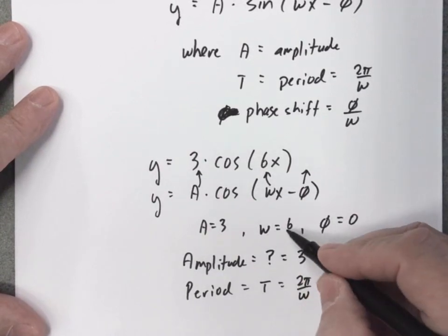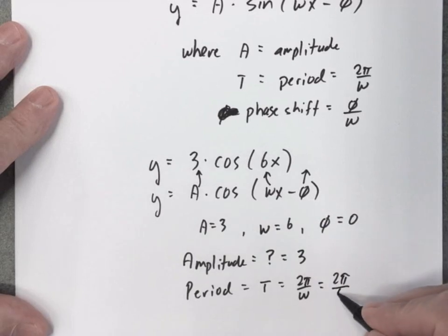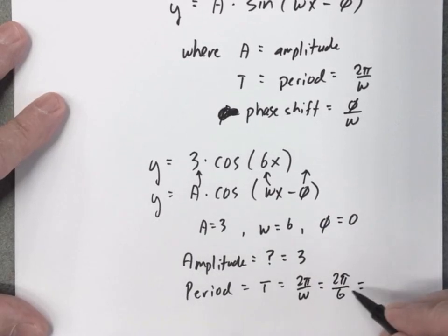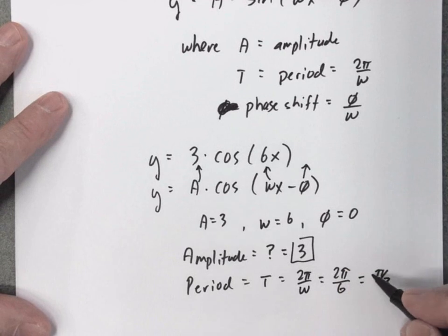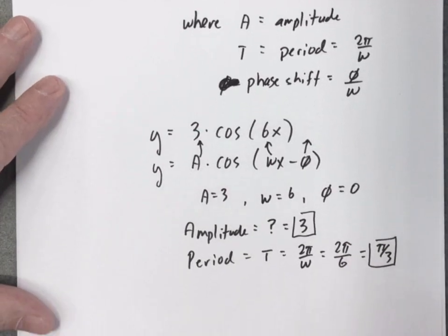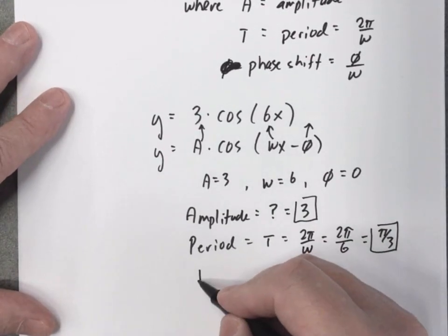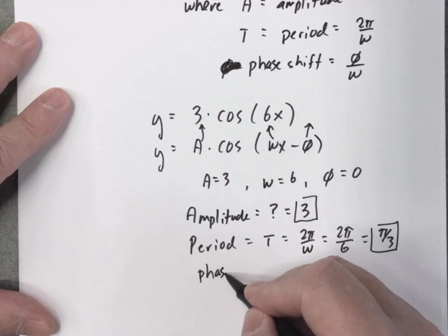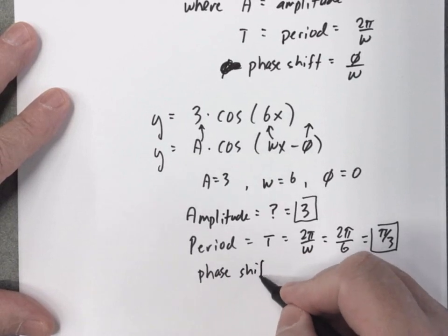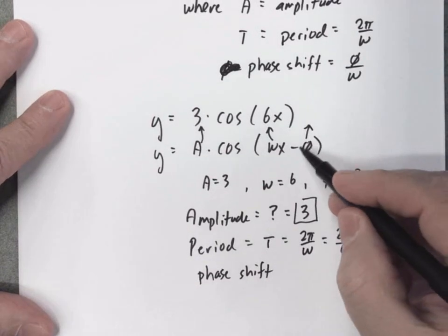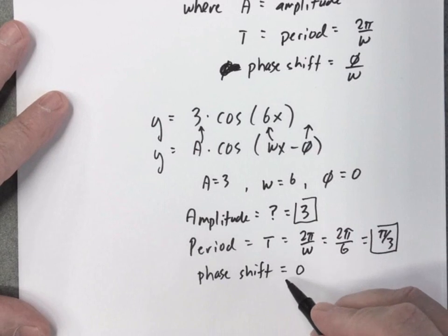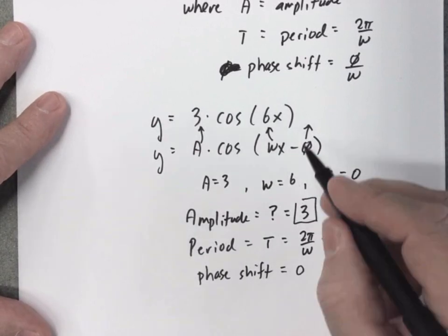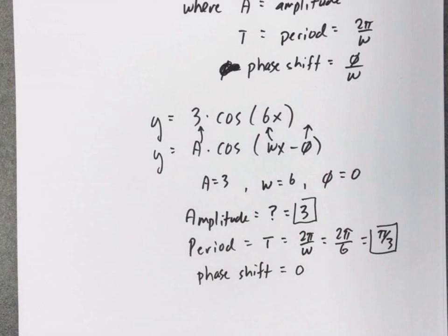For our equation, we determined omega to be 6. So you put in 6 for omega, and your period is pi over 3. So there's the amplitude, there's the period. Now in this case, it's pretty obvious there is no phase shift because phi is 0. On some problems, they may not even ask you this, but in case they do, you would just say 0.